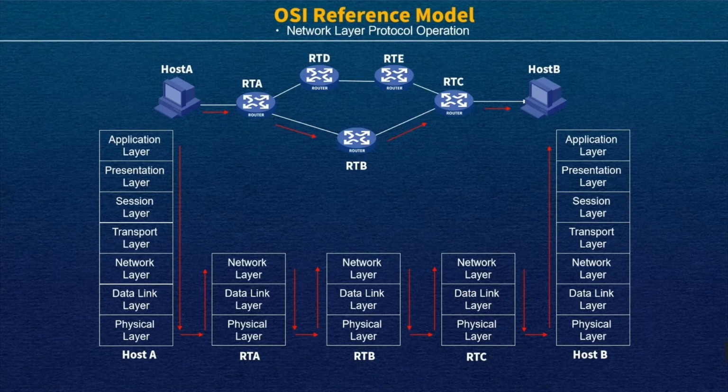And router B will receive this message and do the same process as router A. It will delete the header information up to the network layer and find that the destination IP address is host B. Then it will encapsulate again, and the next hop is router C. Finally, router C will send the message to host B.